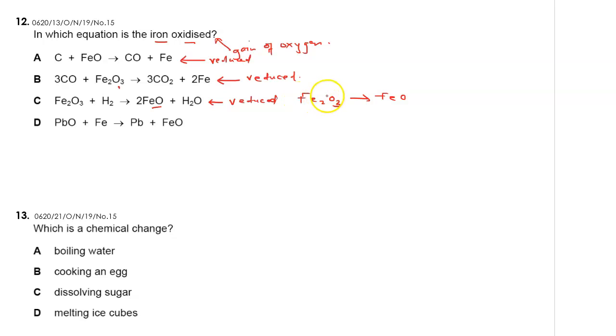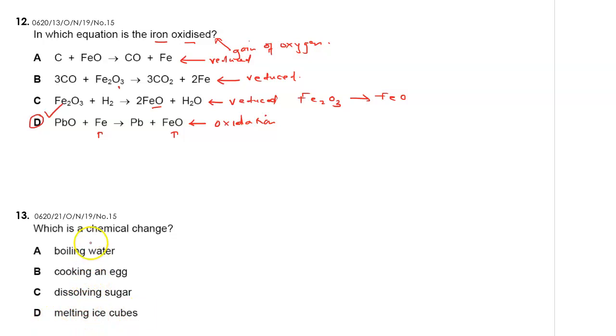So loss of oxygen is reduction, and therefore the right answer should be D, because here iron has gained an oxygen to be converted to iron oxide, and this is oxidation. So the correct answer is D.